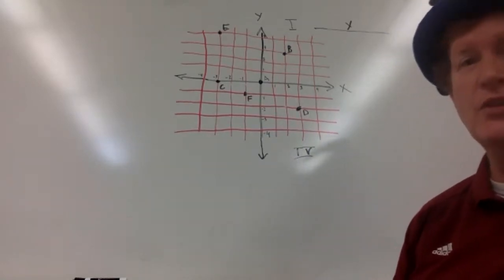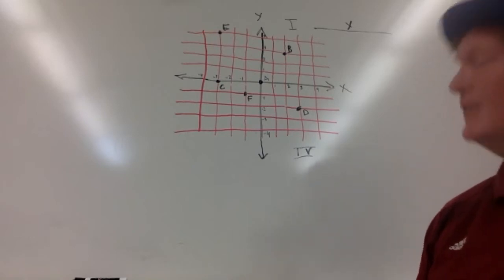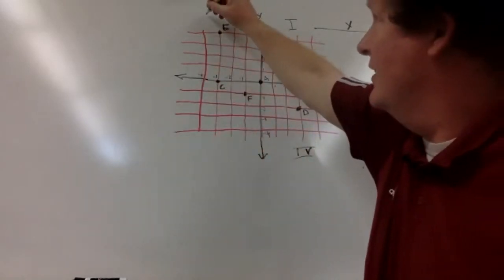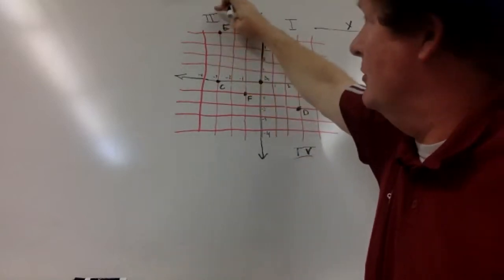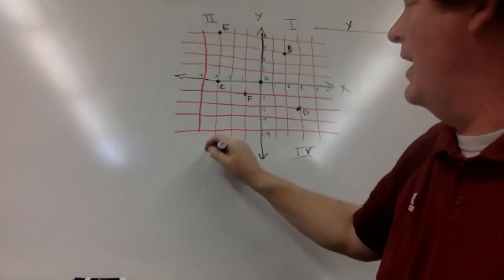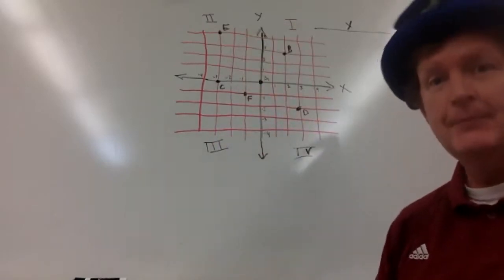Okay. All right, Darian, what quadrant is letter C in? Watch out, trick question. It's in both of the quadrants. That's quadrant 2 and quadrant 3 because it's sitting on the line, right?